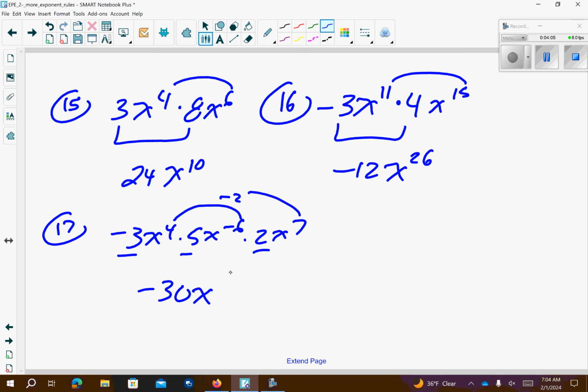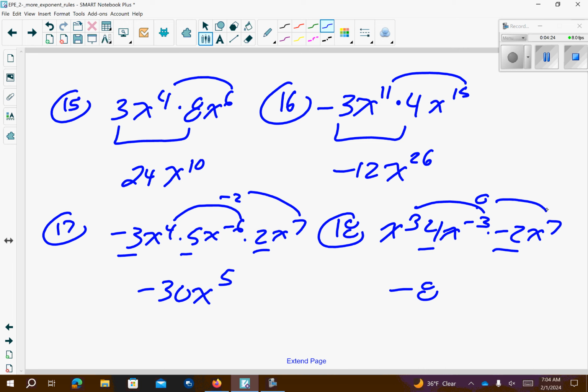Number 18, we get x to the 3rd times 4x to the negative 3 times negative 2x to the 7th. So 4 times negative 2 is negative 8. That's going to give me 0 when I add 3 and negative 3, and then 0 added to 7 is 7, so you're just adding the exponents still.